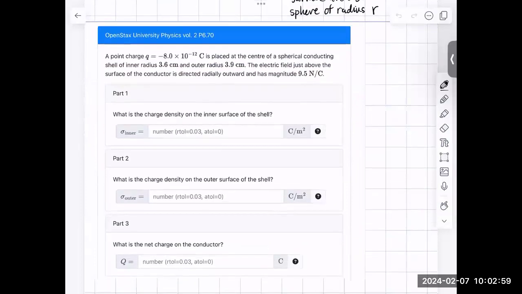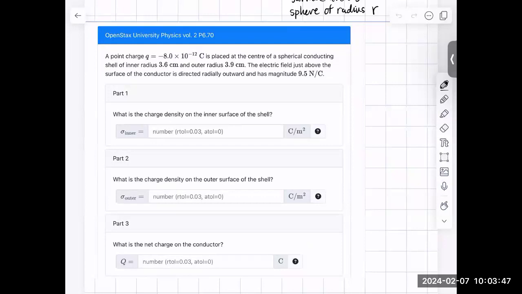So here is the problem that I want to talk about. I don't care about the numbers. I'm just going to solve it symbolically eventually. But the idea is that you've got a conductor. It's spherical, but it's a shell. So it's a spherical conductor that has a spherical cavity inside of it. And we place inside the cavity a point charge Q. The question is to find the charge per unit area that's on the inner surface of the spherical shell and on the outer surface of the spherical shell. And then finally, what's the net charge on the conductor? Okay, and so we're going to come back to this.